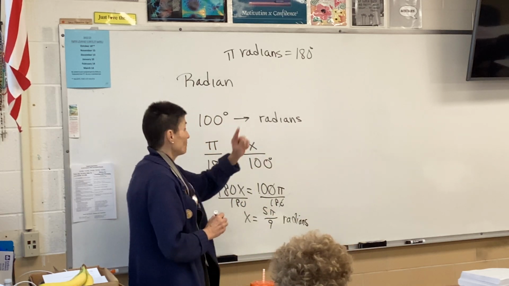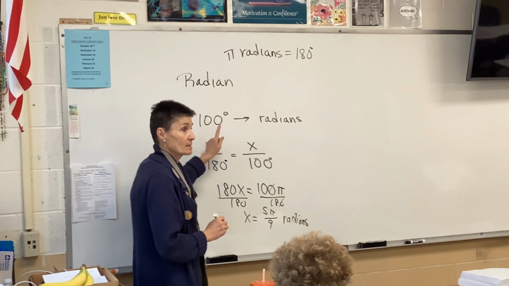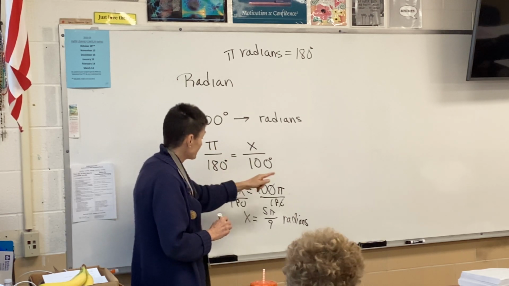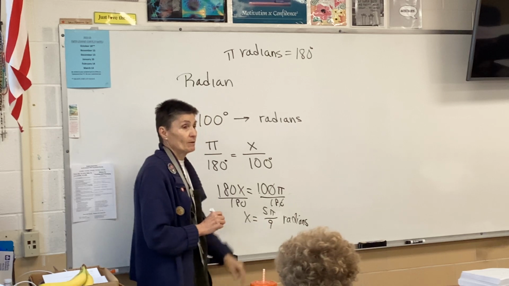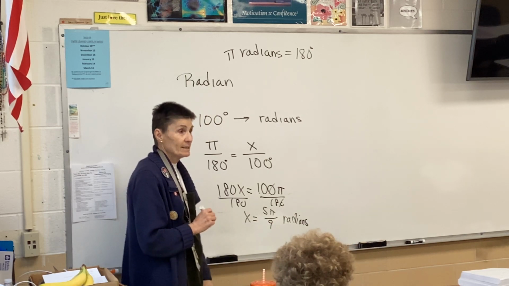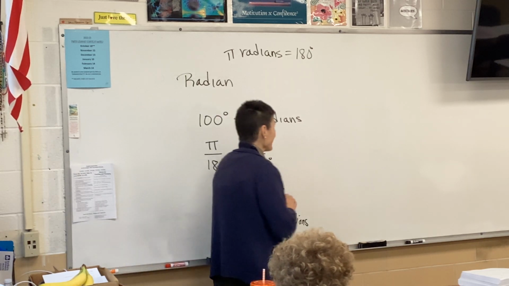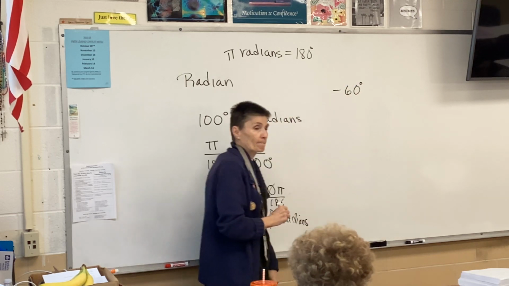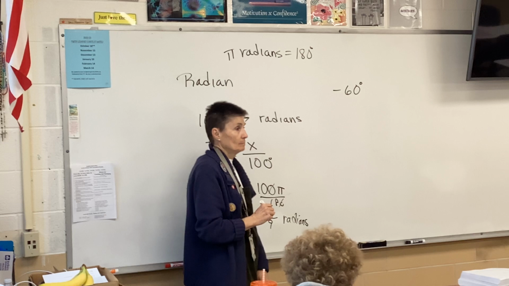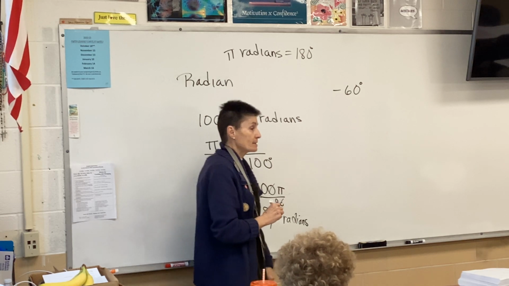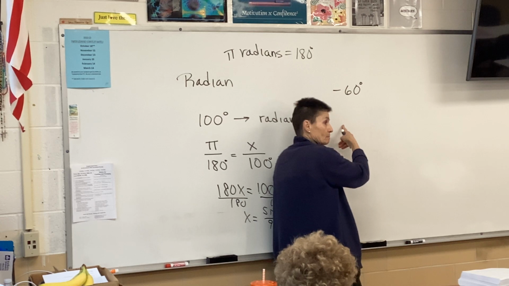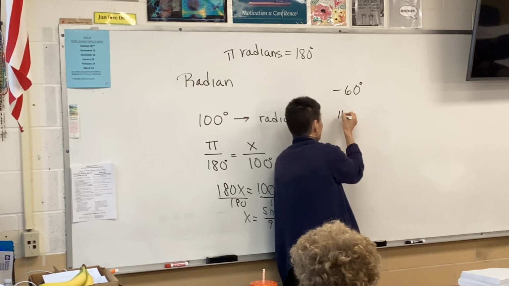So once again, how many radians is 100 degrees? Well, I set up my proportion, cross multiplied, it's 5 pi over 9. Easy. Next one, negative 60 degrees. Set it up exactly the same way. So what's the fraction that we always start with? Pi over 180.